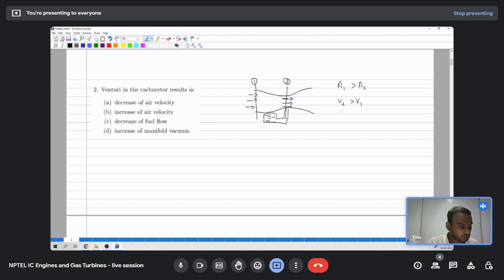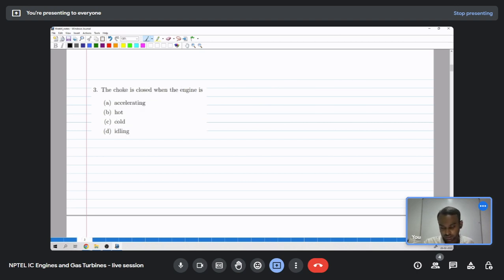And if we want to talk in terms of pressure, we use Bernoulli's principle. We will say the kinetic energy has increased at the expense of pressure energy. So pressure at the second state will be less than the pressure at the inlet condition. So here the answer is increase of air velocity. The choke is closed when the engine is accelerating, hot, cold, or idling.